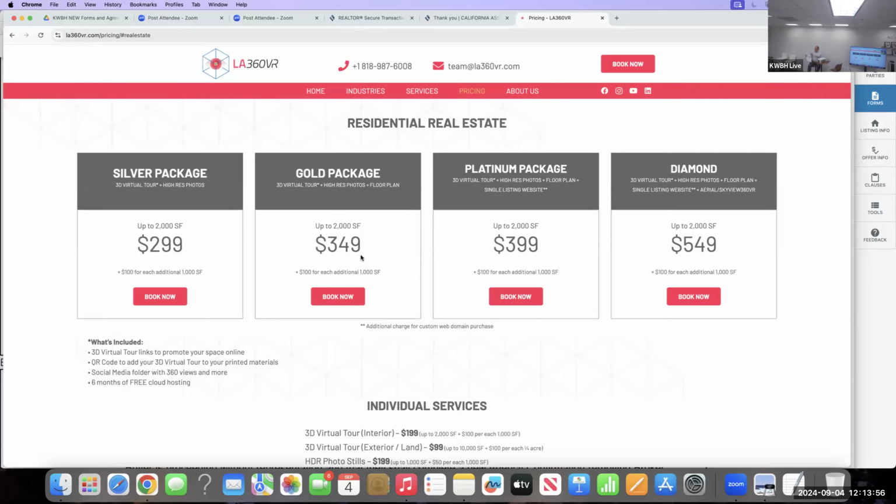All right, what else is in here? Seller's estimated net sheet. Don't forget. Go to escrow, ask them to prepare a seller's estimated net sheet for you. It's very important to the seller to know what they're going to get.